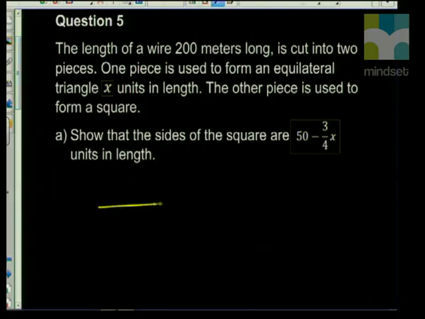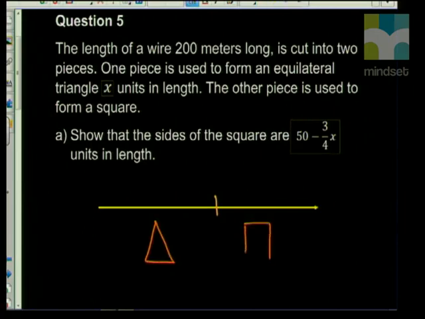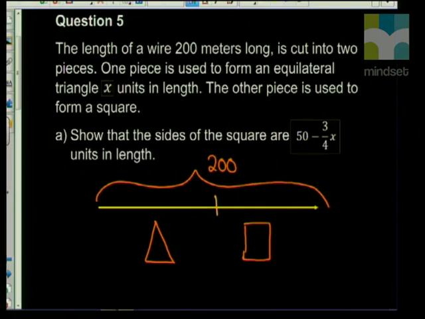So we have a line, and this line has been cut into 2 pieces. One piece has been bent into the shape of a triangle, and the other piece has been bent into the shape of a square. The total length of your piece of wire was 200 meters, and they've said it breaks up into an equilateral triangle of x units in length. So your equilateral triangle has x on each side, which means the piece that got bent into your triangle is a length of 3x units, and what was left for your square would be 200 minus 3x units.